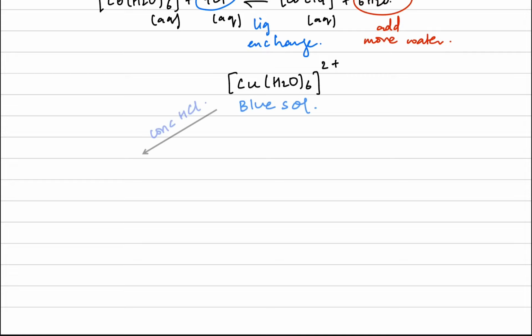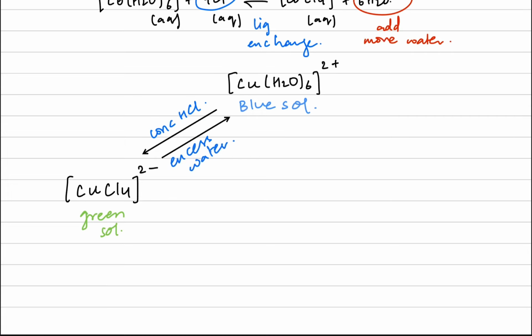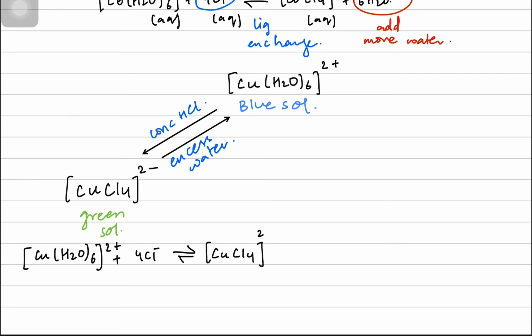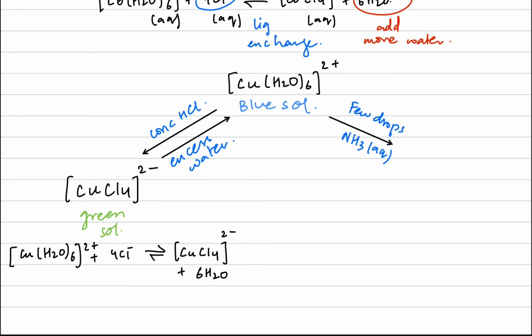Similarly, for the copper complex, which is a blue solution, if you add concentrated HCl, you get a tetrachlorocopper complex, which has a green solution. If you add excess water, you go back to the blue solution, which means it is a reversible reaction. Writing the equation, we can see that in the aquo copper complex, if you add concentrated chloride ions, you get the tetrachlorocopper complex, and water has been replaced by the chloride ligands.